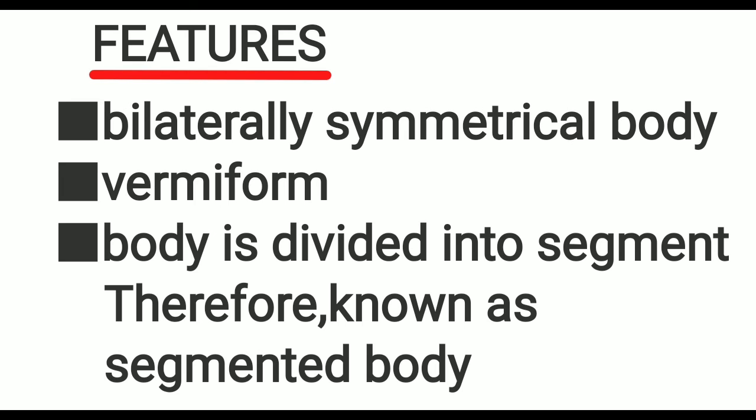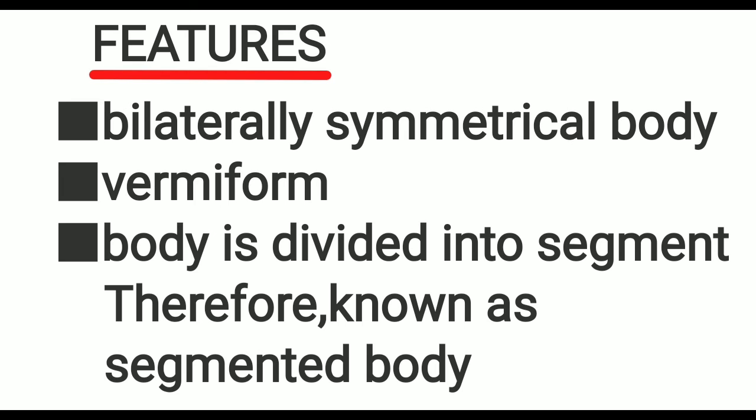And also, annelids, I would like to tell, have a bilateral symmetrical body. Bilateral symmetrical means if the body of an animal can be divided into two equal halves along one axis, it is called a bilateral symmetrical animal.